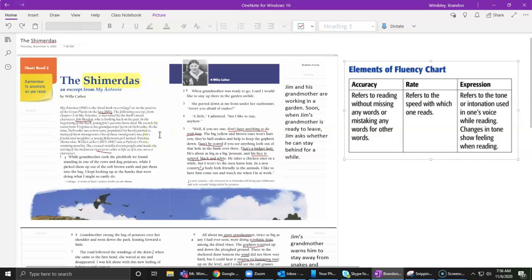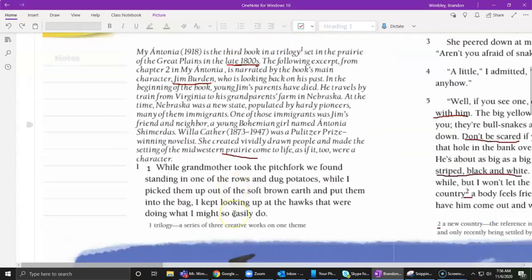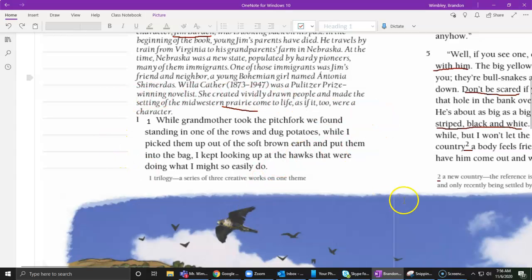We're going to focus on our first paragraph, paragraph 1. Study it for a second, and then I am going to read it using our accuracy, rate, and expression. Well, grandmother took the pitchfork we found standing in one of the rows and dug potatoes. While I picked them up out of the soft brown earth and put them into the bag, I kept looking up at the hawks that were doing what I might so easily do. So, not much expression in there.